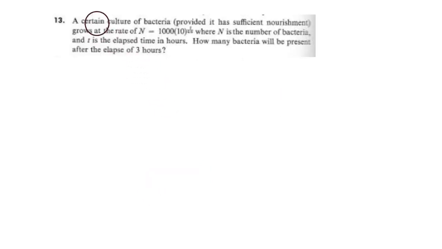Number 13. A certain type of bacteria grows at a rate given by this equation. This number right here for the exponent is really hard to read, so let me write that with my pen. It's T over 48. We're told that N is the number of bacteria, and T is the amount of time that's gone by in hours. How many bacteria, meaning solve it for N, will be present after 3 hours goes by? So use that equation and replace the T with 3.